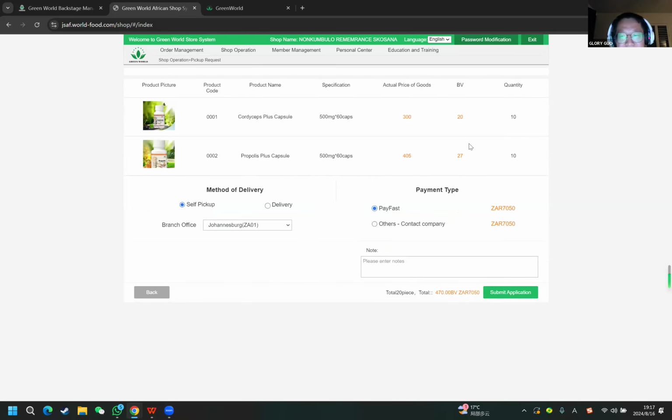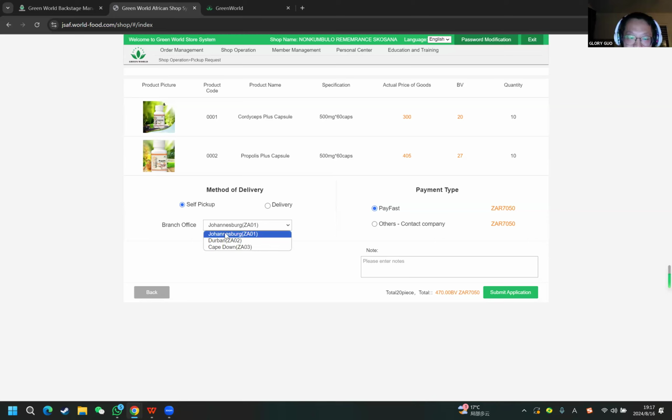Here, you confirm your order, and then there are two methods you can choose. Either you pick it up from the branch offices. Today, we just do a show up. Each and every shop, when you log into your app, you have different branch offices to choose. Now we are using South Africa as an example. That's why you can only see Johannesburg, Durban, and Cape Town branches.